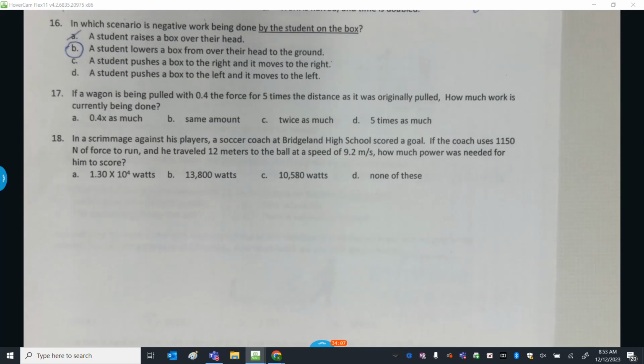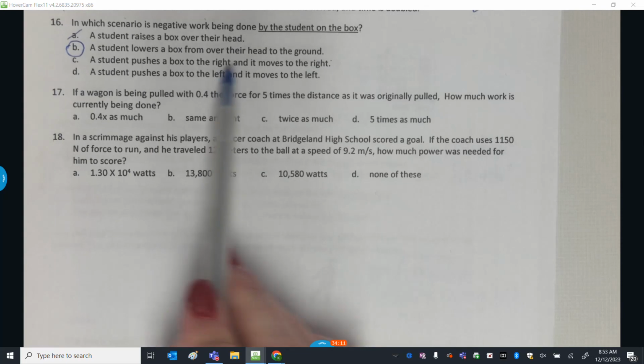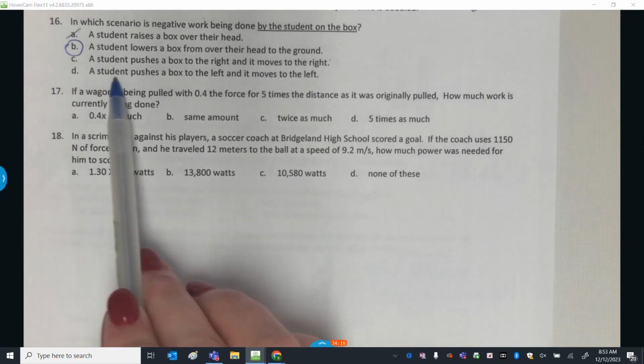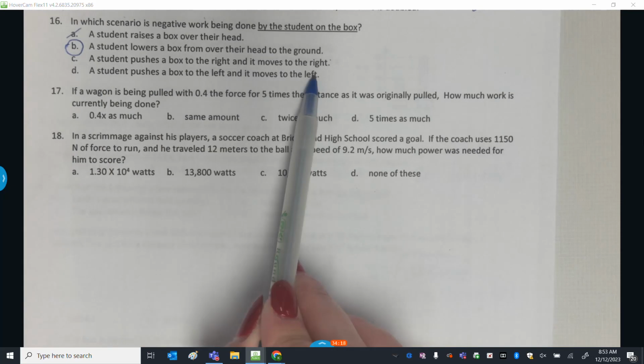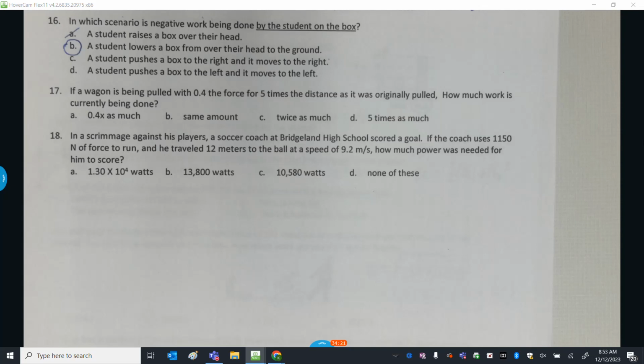But let's read the other two just to make sure. It says a student pushes a box to the right, it moves to the right. Again, same direction. This one says a student pushes a box to the left and it moves to the left. Again, same direction. If they're in the same direction, okay, then you will have positive work. The only one where the force and the displacement are in opposite directions is answer choice B. Questions about number 16?